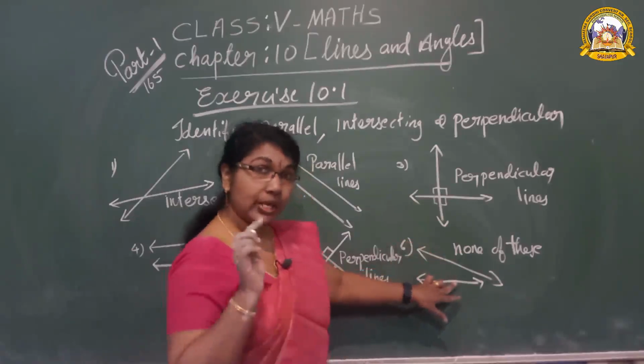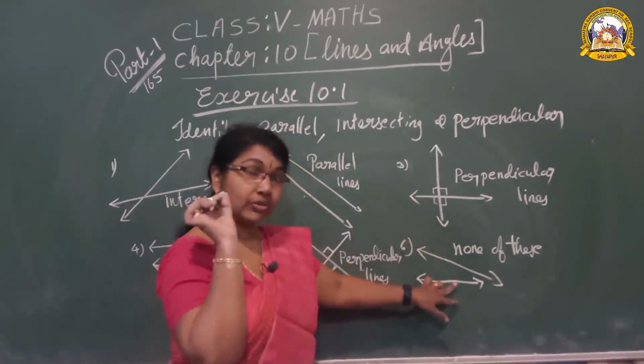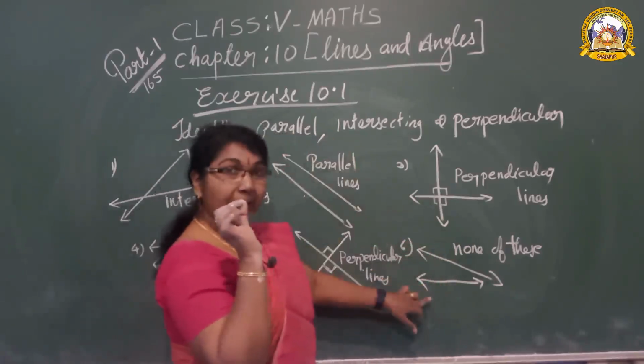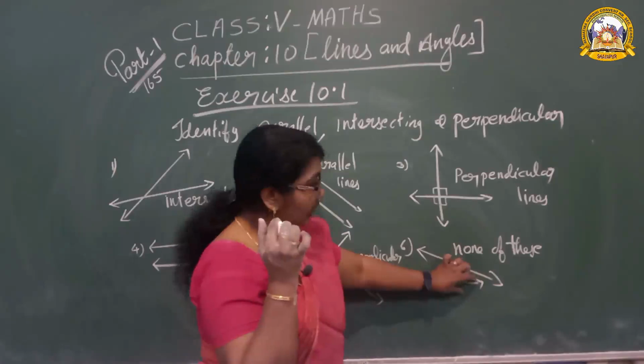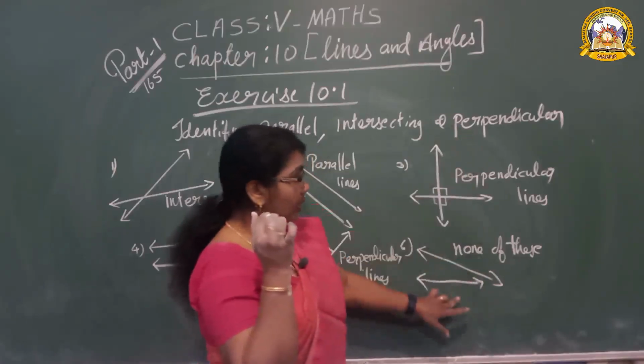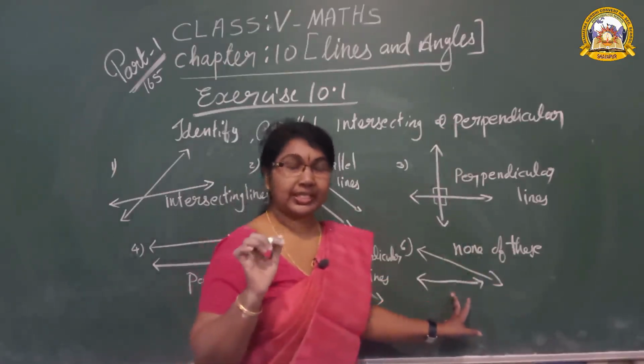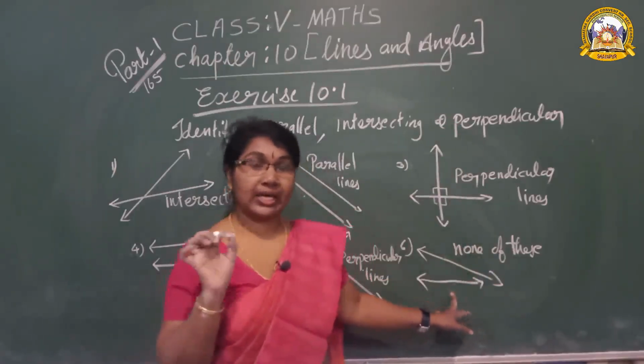If two lines cross each other at one point, it is called intersecting. So it is not intersecting. It is not parallel. Why? The distance is not equal. It is not perpendicular because it is not crossing. Understood? No? So in the next exercise we will study how to draw the angle.